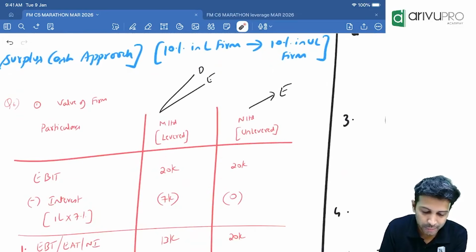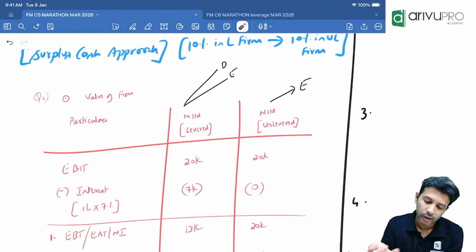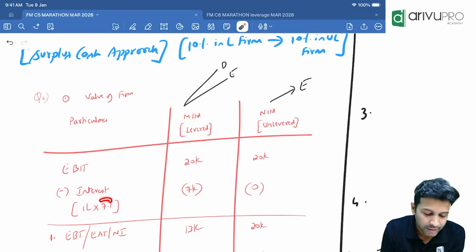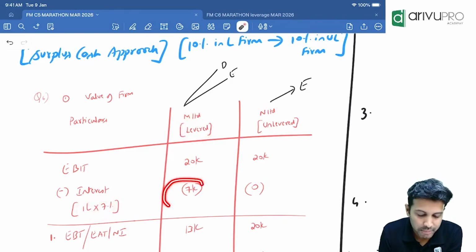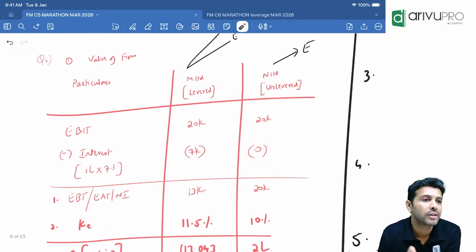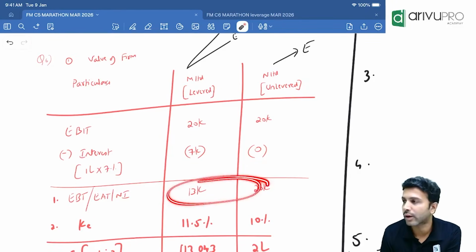Started with EBIT. How much is EBIT for both the firms? 20,000. M is levered. How much debt are they taking? 1 lakh. At what rate? 7%. M has an interest of 7,000. N is unlevered, so interest will be 0. So you will get earnings before tax.